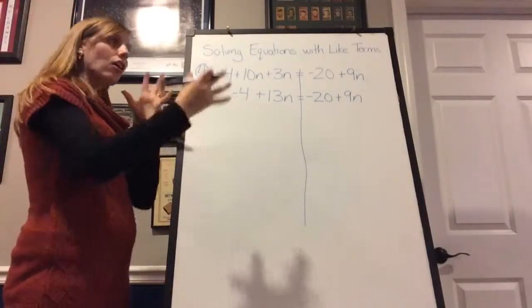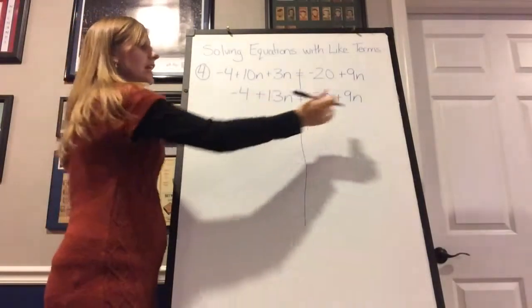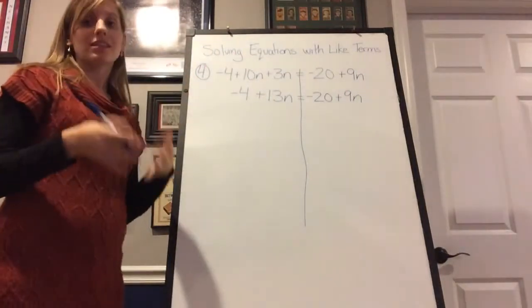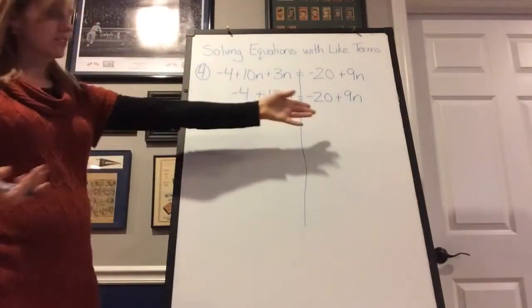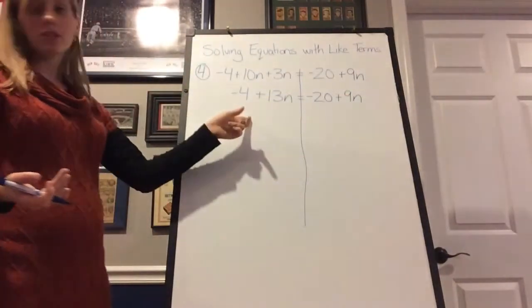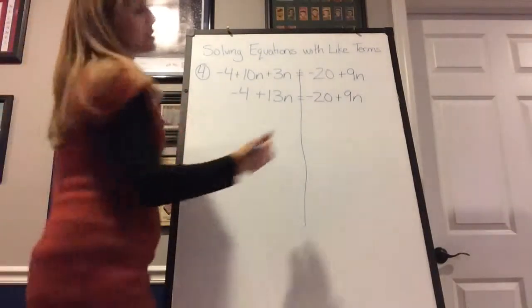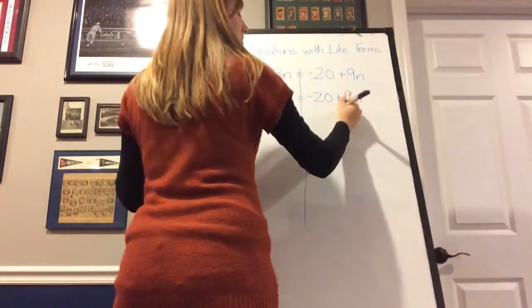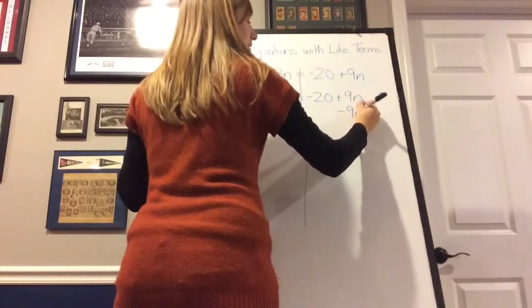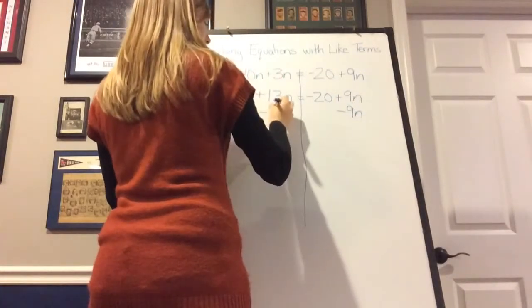I need to get all of my letters together. I have a 13n and a 9n. I need them on the same side. So I'm going to cancel out the 9n and bring it over to the left side. To cancel it, this is a positive 9n, so the opposite would be negative 9n on both sides.